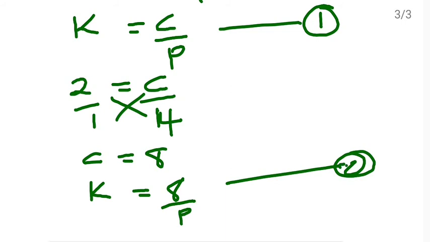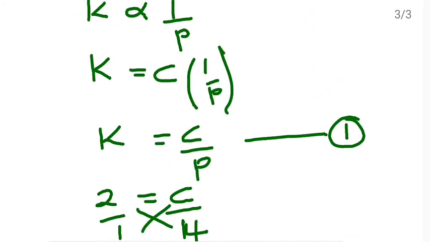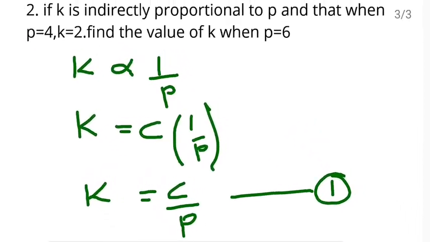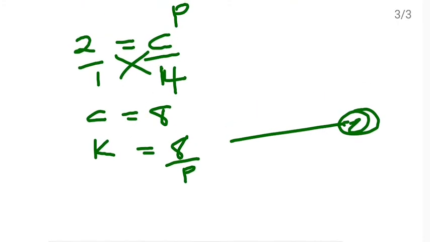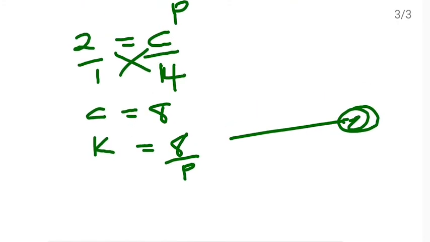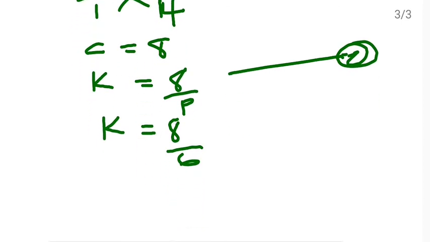This equation 2 will help you to get any value that you want to get according to the question given, but the question is saying find the value of k when p equals 6. So we want the value of k when p equals 6. Where there is p, you're going to put 6. So 8 over 6 will equal k, and we shall reduce by 2 so that we get k equals 4 over 3.